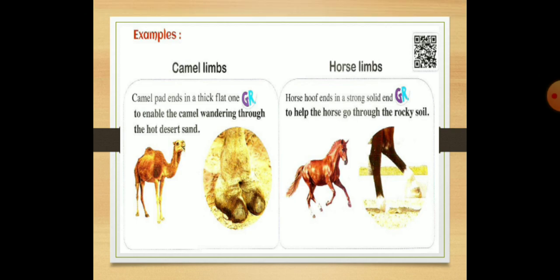For example, number one, camel's limbs, and number two, horse limbs. First, we will start with camel's limbs. The camel's foot ends in a thick flat pad to enable the camel to wander through the hot desert sand. Number two, about the horse, the hoof ends in a strong solid end to help the horse go through rocky soil. Perfect.